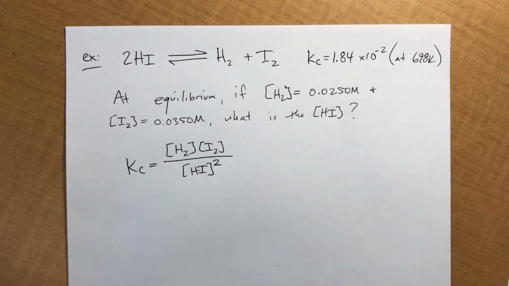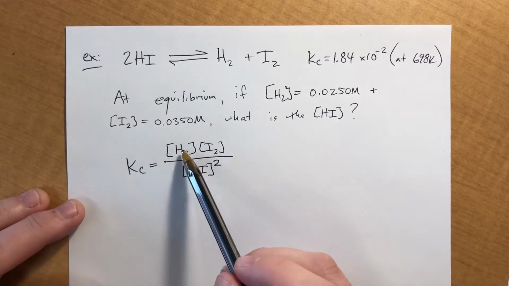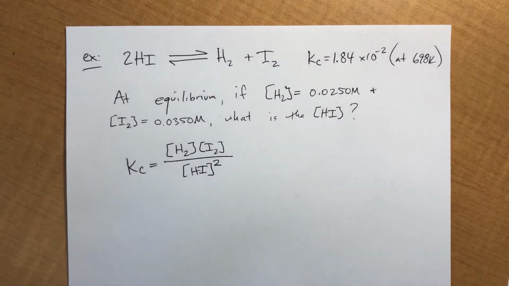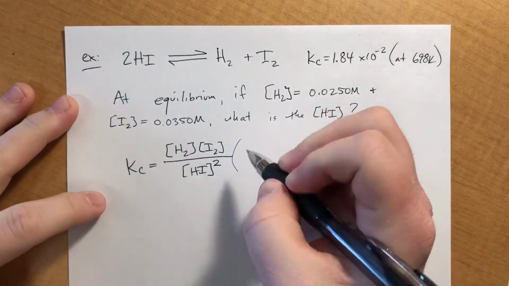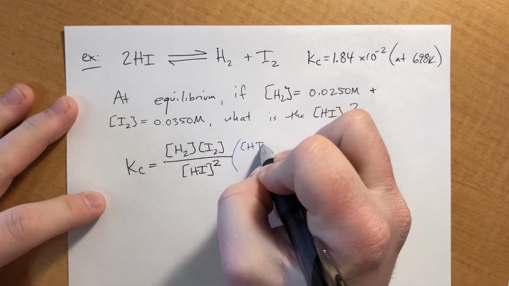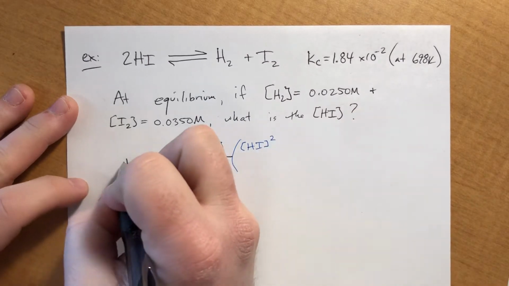Well, now it's just algebra. We know this one, and Kc was given, so we're solving for this one. So we're going to have to do some algebra to make that happen. So what we need is HI all by itself. So HI squared is in the bottom. I'm going to get it out of the bottom by multiplying both sides by HI squared.